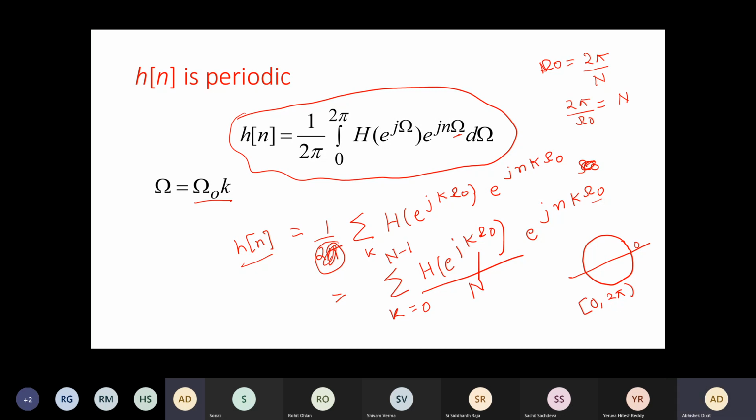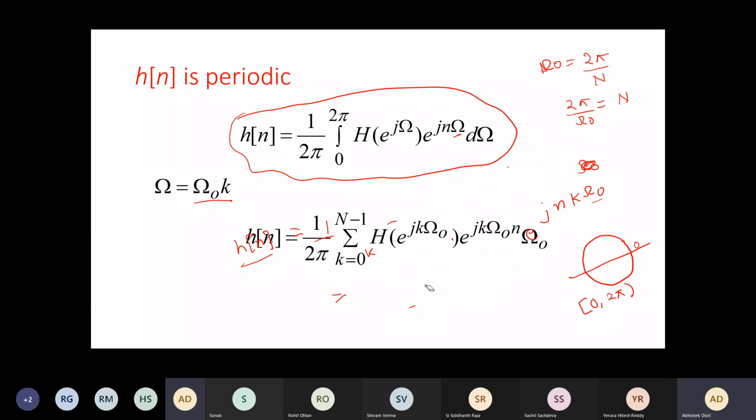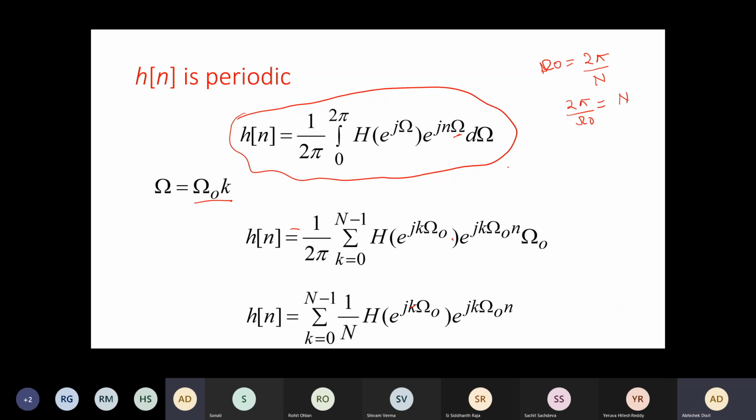Okay. And so in this range, because my discrete frequency omega naught is 2 pi by N, how many frequencies will I have between 0 to 2 pi? N frequencies, right? So my summation should go from 0 to N minus 1, including 0 and including N minus 1. So the total number of frequencies is N. Okay, so this is the expression of Hn that I will get. Maybe I will remove this thing because I also have written it so that you can see this clearly. So yeah, this is the expression that we get.